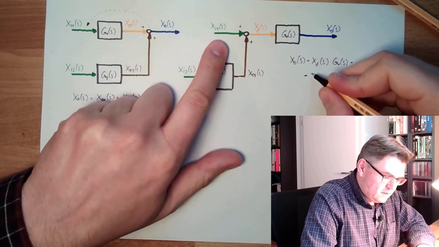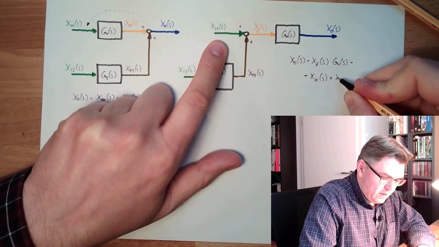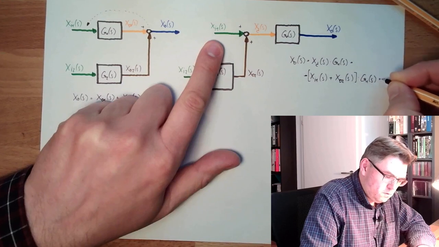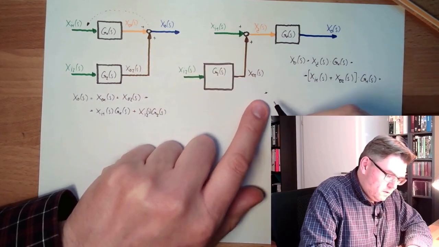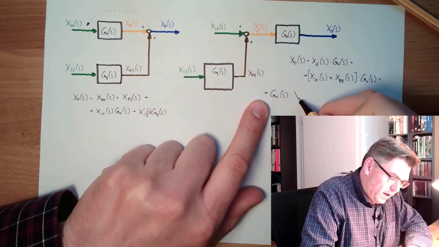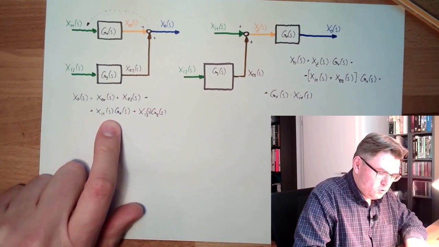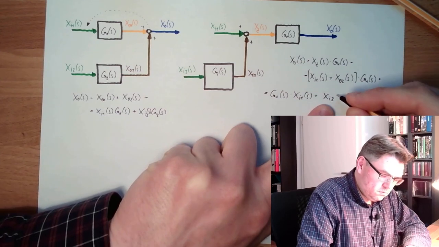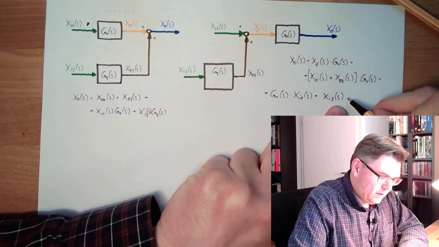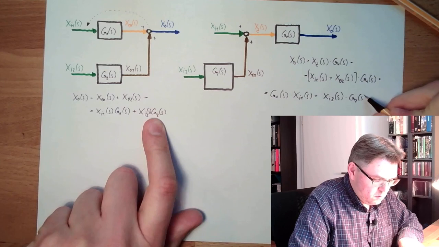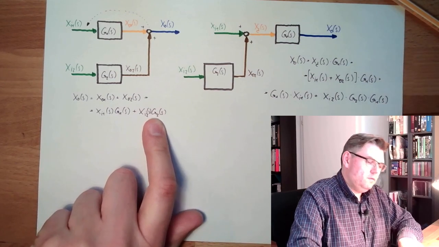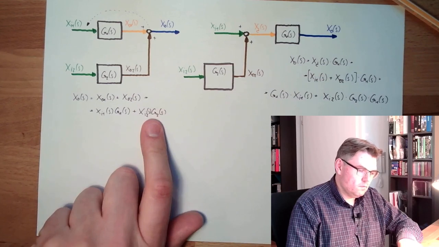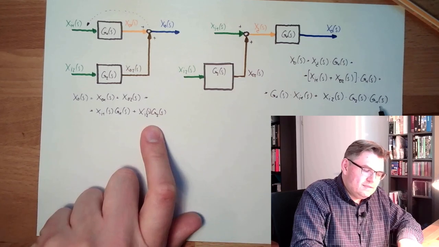and XD is XI1 plus XO2 multiplied by G1. So this is G1 multiplied by XI1, this I have again, this is good, plus, and now XO2 is XI2, XI2 multiplied by G2 multiplied by G1. This is too much. This G1 here is too much.